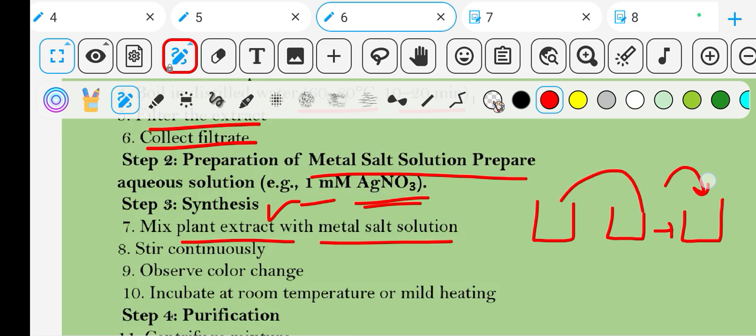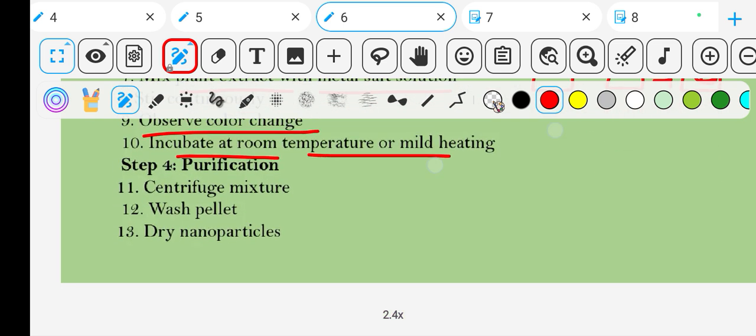Then stir it continuously to observe the color change. Then incubate at room temperature, or you can do mild heating. After this, step 4 is purification. You centrifuge the mixture, and after that you will get some pellets. You have to wash them, and after washing them you have to dry those nanoparticles.